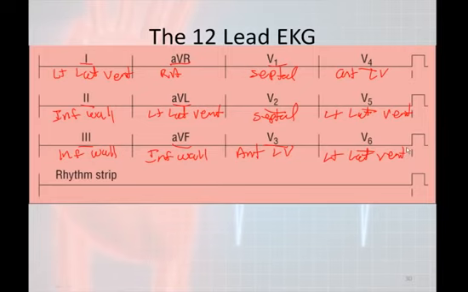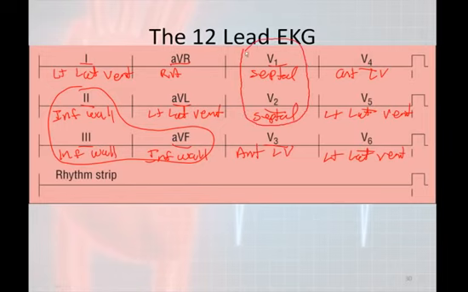So if you wanted to look at the inferior wall of the heart, what you would do is look here at 2, 3, and AVF. This is where you would want to look if you were looking at the inferior wall of the heart. If you wanted to look at the septal wall, you would look here at V1 and V2.